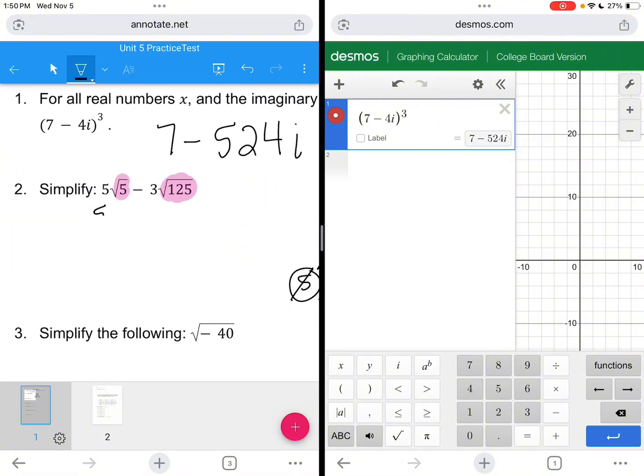So now we can go ahead and rewrite what we have. So 5 root 5 minus 3, and we're replacing root 125 with 5 root 5. So now we're going to get 5 root 5 minus 15 root 5. And of course, we're just going to treat these like terms, so we'll subtract the coefficients, and we're going to get negative 10 root 5 as our final answer.